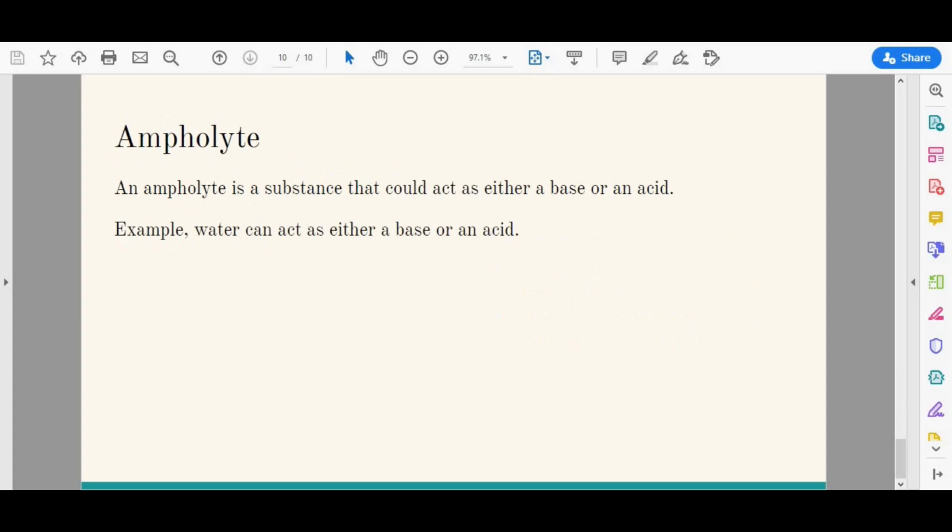And the last definition for my presentation is an ampholyte. Alright, some people keep the H silent and say ampolite. I just say ampholyte. Doesn't really matter, everybody knows what you're talking about. And an ampholyte basically is a substance that could act as either a base or an acid. And we have seen in previous examples up until now, even before this point, that water can act as either a base or an acid. So we actually seen another property of water here when it comes to reactions.